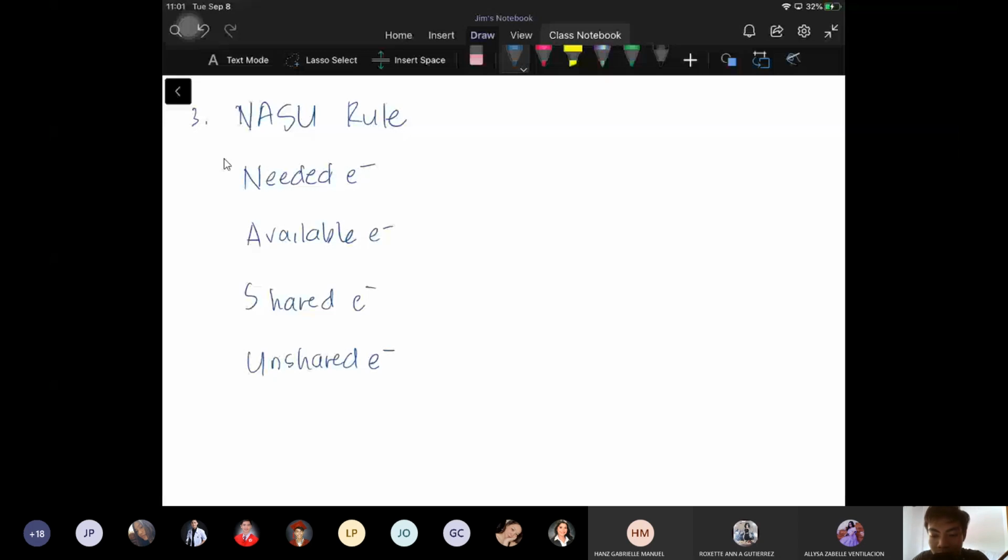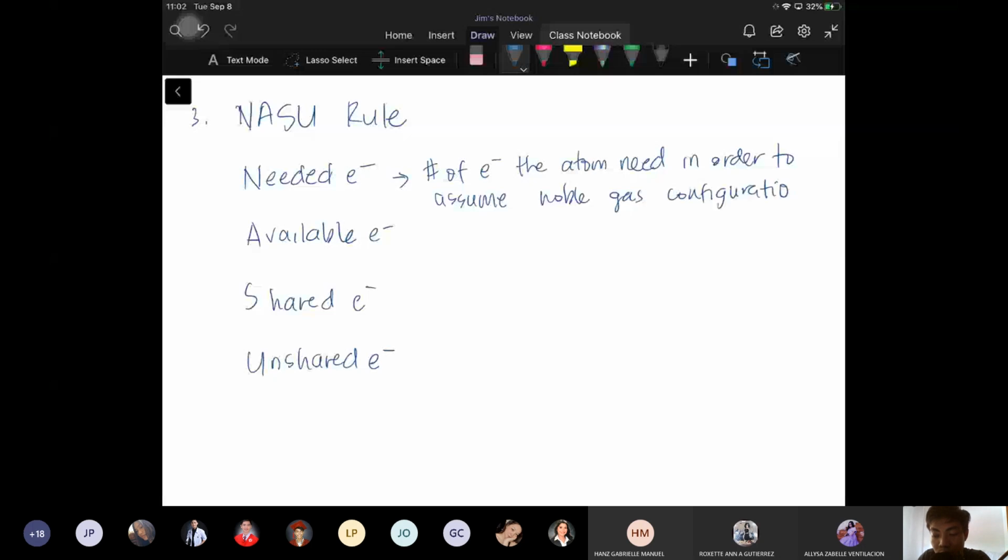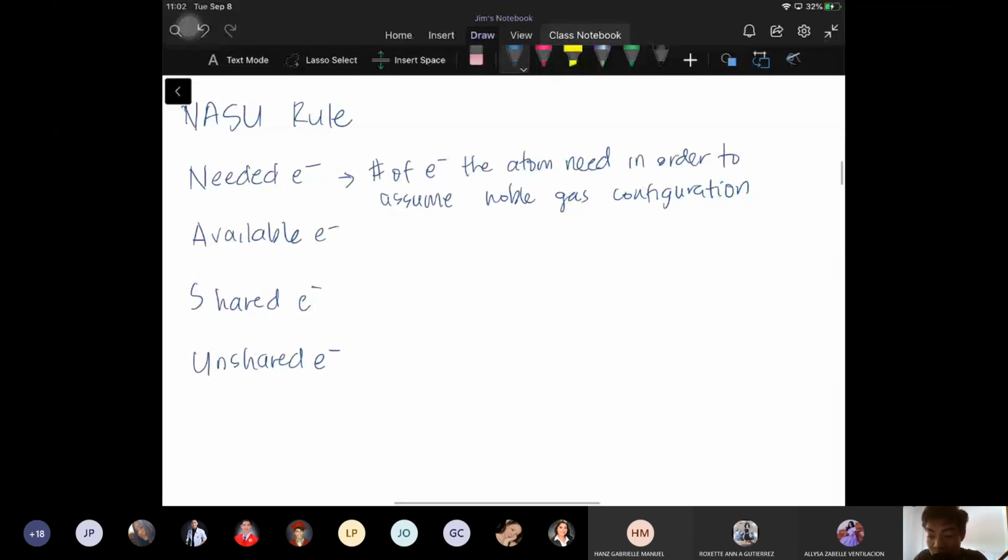NASU, needed electrons. When we say needed electrons, this actually pertains to the number of electrons the atom needs in order to assume noble gas configuration. So it should give you an idea kung ilang electrons yung need ng atom for it to be a noble gas configuration. So, ano yon? So, basically, ito yung octet rule.